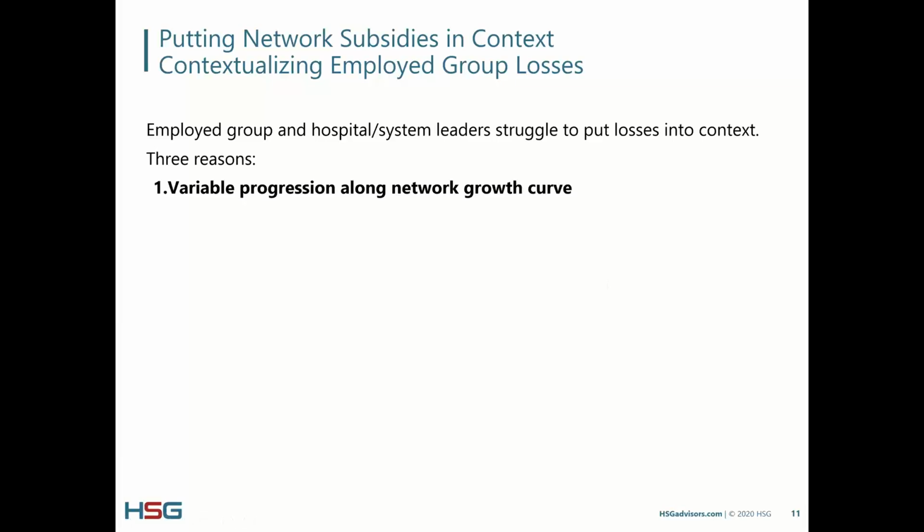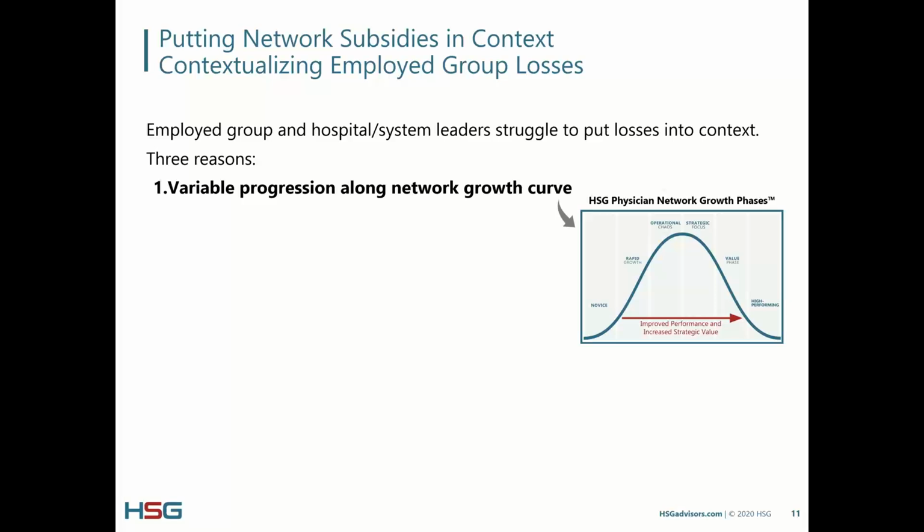And the first, and Travis just talked about this, is the variable progression along the growth curve. Networks who are in rapid growth are going to view their losses differently than operational chaos versus strategic focus versus somebody who's in the value phase and really understands the value that network brings in terms of value-based care delivery and everything like that. So those networks are all going to view losses through a different lens, and that makes it tough to kind of coalesce around, hey, this is how much networks should be losing.